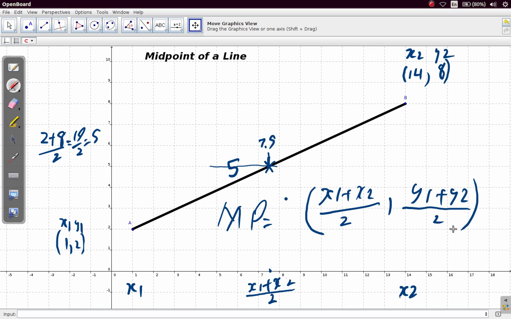And we saw before, when we calculated it, the coordinates of this midpoint were x is 7.5 and y was 5. So plugging in the values, x1 is 1, y1 is 2, x2 is 14, y2 is 8. When we plug in these values, what we see is 7.5, 5. 7.5, 5 are the coordinates of the midpoint of this line.